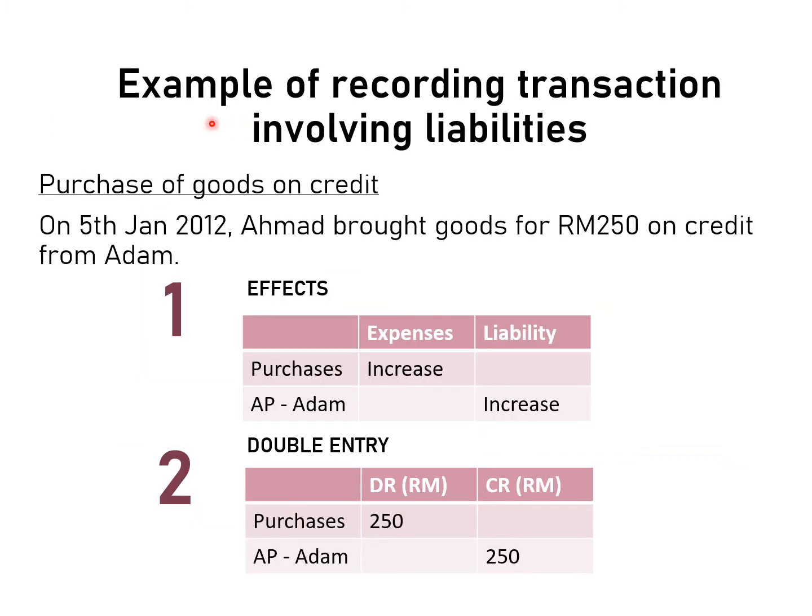Okay. Right, moving on. This is example macam mana nak record transaction kalau dia melibatkan liability. So on 5th January, Ahmad brought goods for 250 on credit from Adam. So effect dia adalah increase expenses, increase liability. So double entry dia debit purchases, credit Adam.